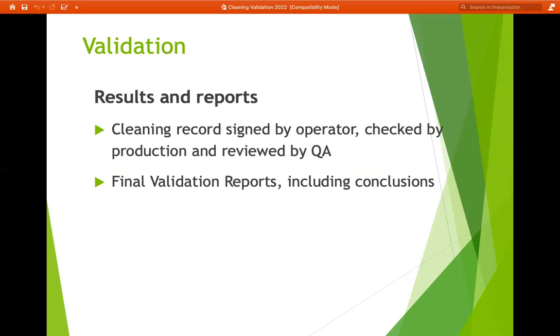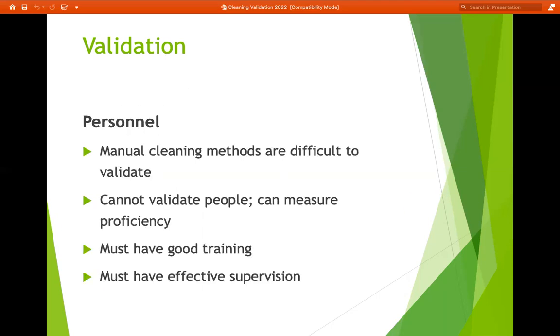Results and reports: cleaning records signed by operator, checked by production and reviewed by QA. Final validation report, including conclusion, shall be there. Now we will come to the part of how and what will be the procedure for cleaning validation studies. So manual cleaning methods are difficult to validate. Cannot validate people. This is the most important part. Manual cleaning methods are very difficult to validate because person to person it may change.